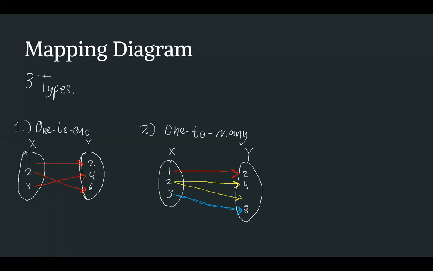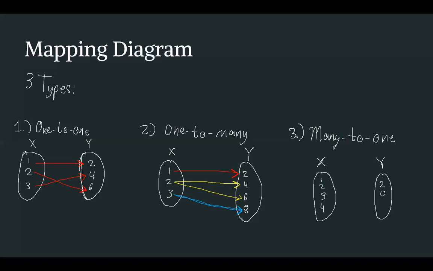So let's now proceed to the last type, which is the reverse version of this one. This is the many-to-one diagram. As always, there will be two sets. Let's just say from this set, I have 1, 2, 3, and 4. And from this set, I have 2, 4, 6.